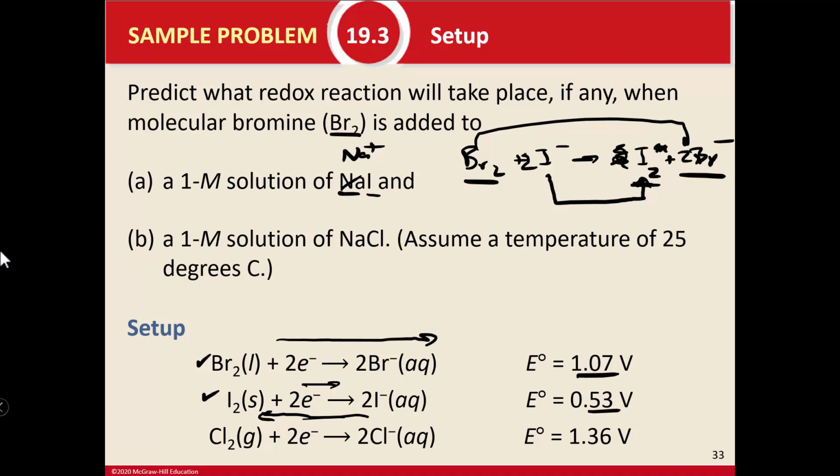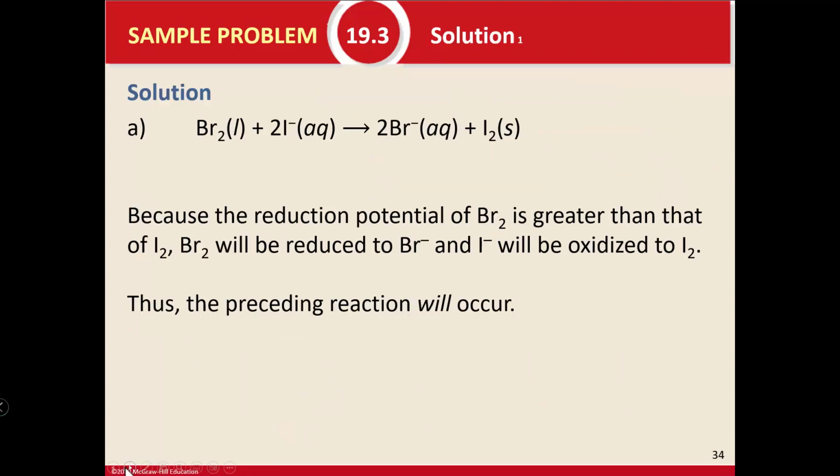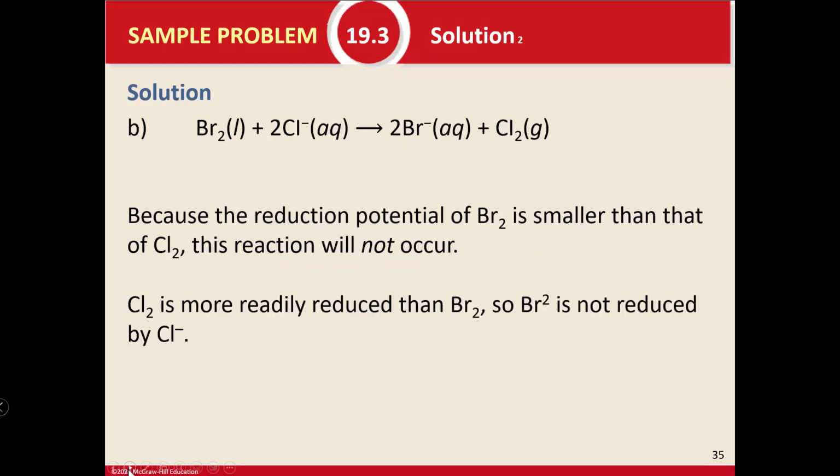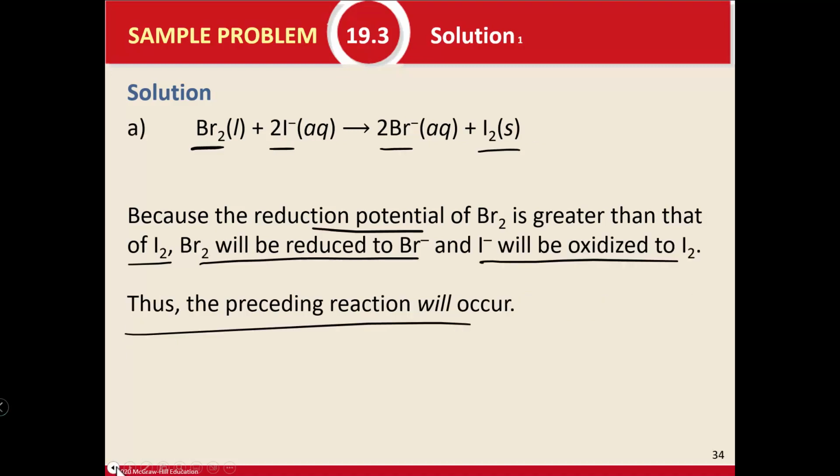It says predict what redox reaction will take place, if any, when molecular bromine is added to this solution. So let's see what the next slide looks like. So yeah, we write the reaction just like I had. Bromine, 2 moles of iodide forms 2 moles of bromide ion, and the iodine. So this reaction will occur, it says, because the reduction potential of the bromine is greater than the iodine, so the bromine will be reduced and the iodide ion will be oxidized. Do they show us a nice calculation for that? Or I've already done it, but nope, they didn't do it. All right, so I've already done that.